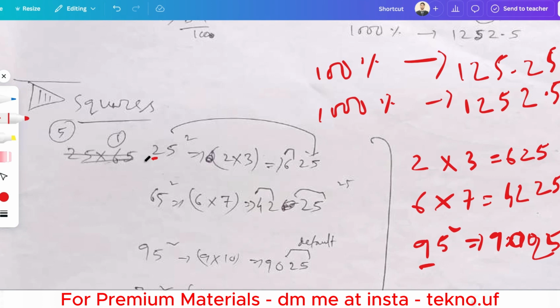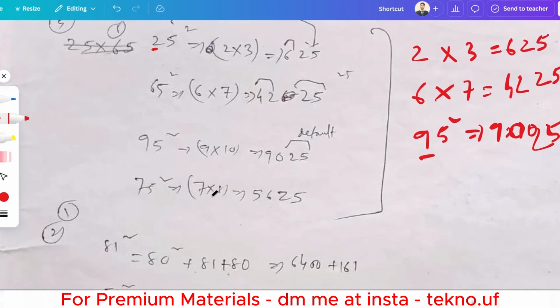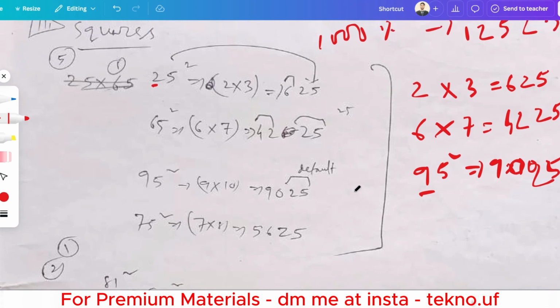Give the answer in the comment section, guys: 45, 55, how to calculate that? As you can see, for 75, 7 into 8 is 56, then 25. So these are all very easy, right?